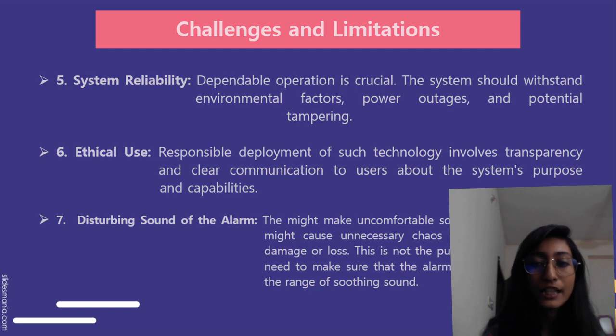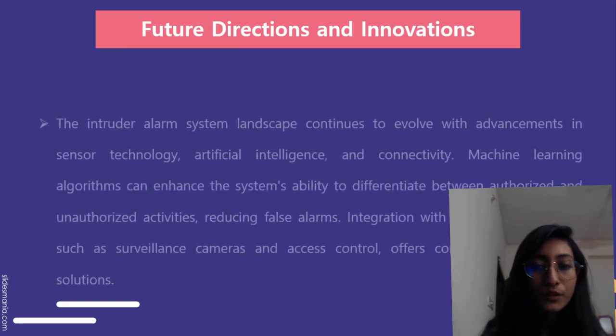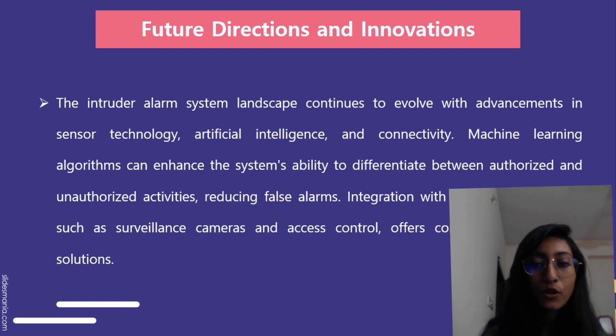Future directions and innovations. The intruder alarm system landscape continues to evolve with advancements in sensor technology, artificial intelligence, and connectivity. Machine learning algorithms can enhance the system's ability to differentiate between authorized and unauthorized activities, reducing false alarms. Integration with other smart systems such as surveillance cameras and access control offers a comprehensive security solution. That was my part.